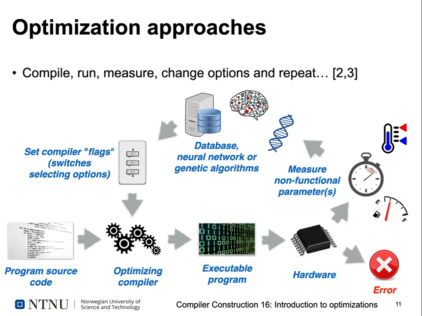So what these optimizations do is essentially you compile, you run, you measure, you change options, and maybe then you repeat the whole process again. So you have your program source code, you run it through an optimizing compiler to generate an executable program, and then you run it on your hardware. Well, if it doesn't run, that's an error, obviously, then you have to debug it. But if it runs, then you try to measure it.